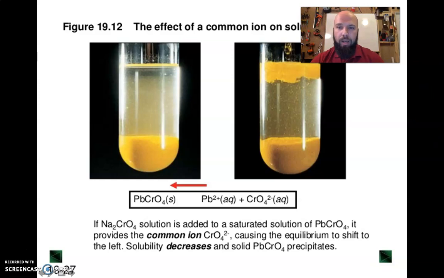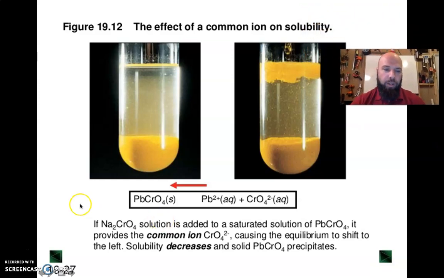Here is an image showing the shift of lead chromate that is added to a sodium chromate solution. The common ion, chromate, causes that equilibrium to shift, and the solubility decreases, causing more precipitate to form. And that can be shown up here, the more precipitate forming, which would be more solid lead chromate.